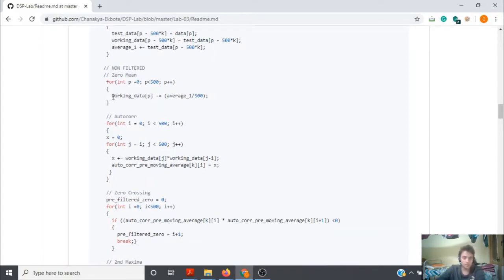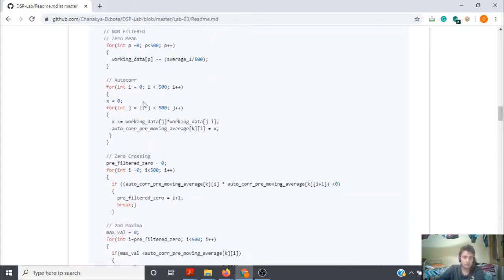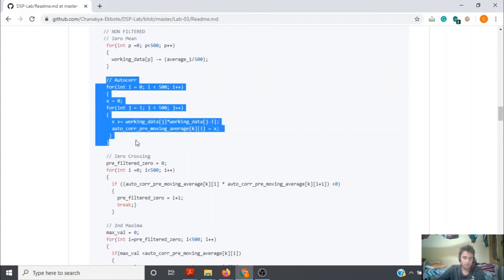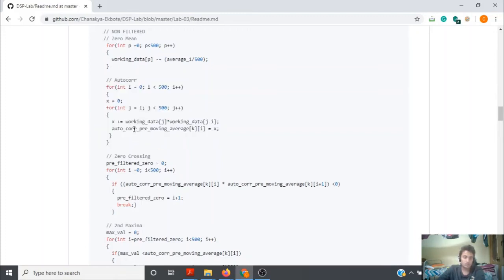Once we do get the working data, this code block finds the autocorrelation of that. It has two loops. One is the outer loop that runs for 500 samples, and one is the inner loop that also runs for 500 samples. Initially x is defined to 0. It looks at one particular data point and subtracts the ith position value from that current working data just to get the autocorrelation.